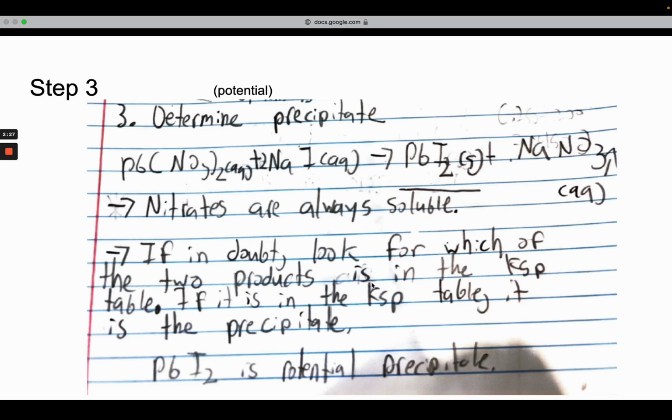And then you determine the potential precipitate. So it's lead 2 nitrate plus 2 NaI leads to lead 2 iodide and sodium nitrate. And then you have to determine which is soluble. One's soluble, one's not going to be soluble. You do this either by knowing the solubility rules, or in doubt, look for which of the two products is in the KSP table. KSP is the solubility product constant. If it's in the KSP table, it is the precipitate. And also, nitrates are always soluble. So that means in this case, lead iodide is the potential precipitate.